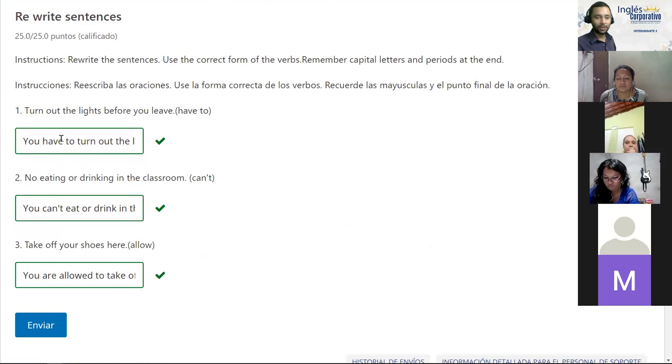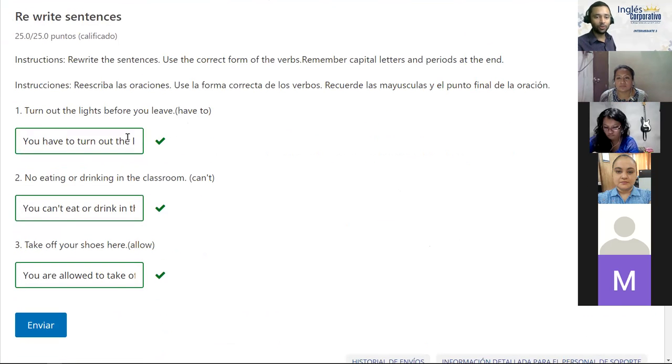Aquí tenemos, turn out the light before you leave, have to. Sería, you have to turn out the lights before you leave. Number two, no eating or drinking in the classroom using can't. So you say, you can't eat or drink in the classroom, and that's it.